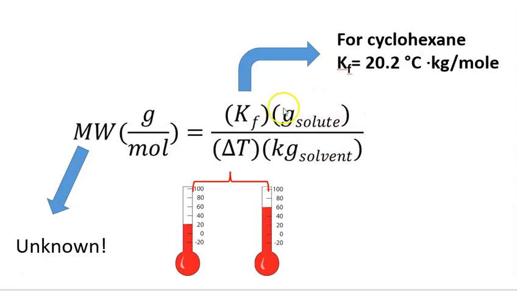So the big thing is just to make sure that you're keeping the solutes versus the solvents straight, that we have the proper units, and that you are solving this properly to cancel out the units and get the number of grams per mole left over.